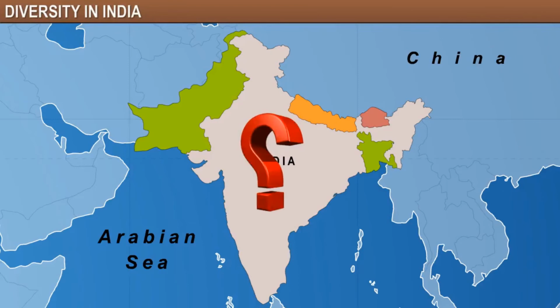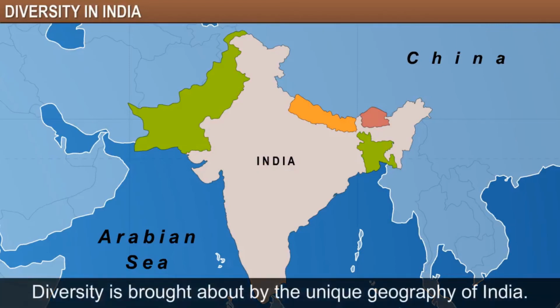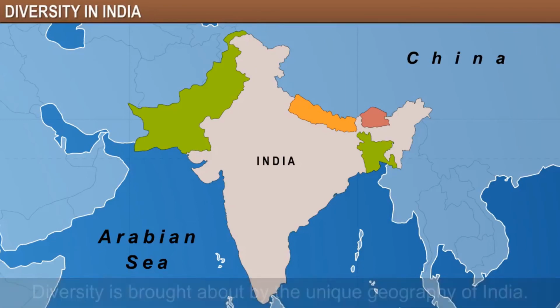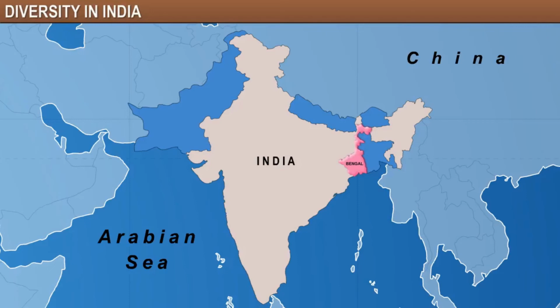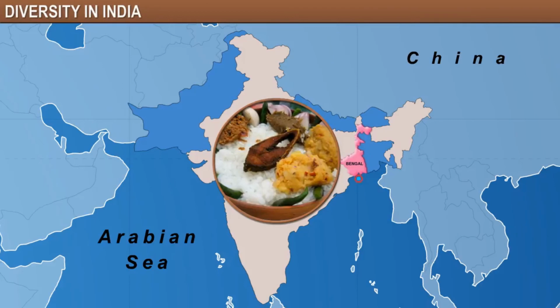But why do we witness this diversity? After all, aren't we all a part of the same nation? Well, this diversity was brought about by the unique geography of different regions of India. Take the case of Bengal. Proximity to the sea meant that fish was easily available. Therefore, fish became the staple diet of most people, including the Brahmins who settled in this region.